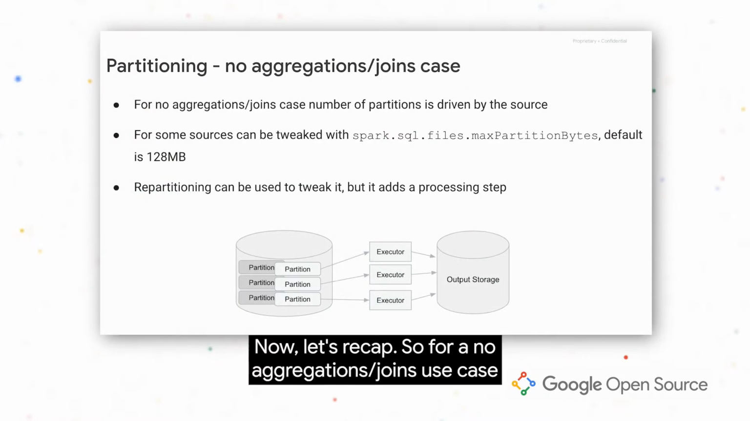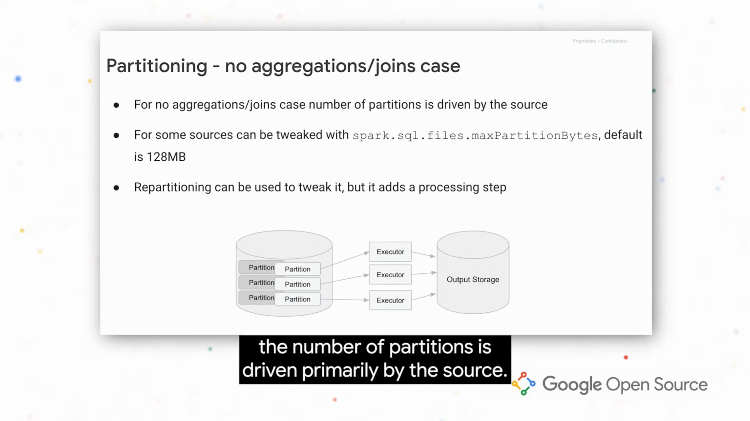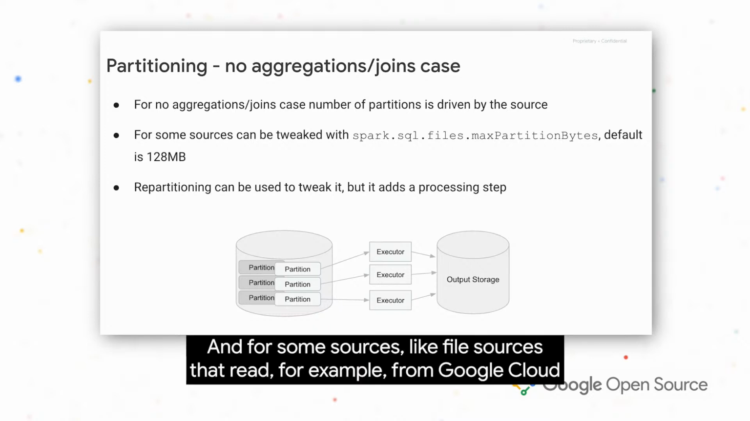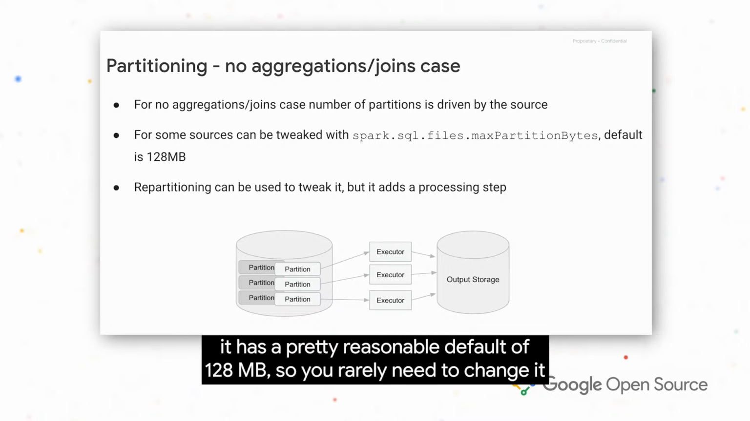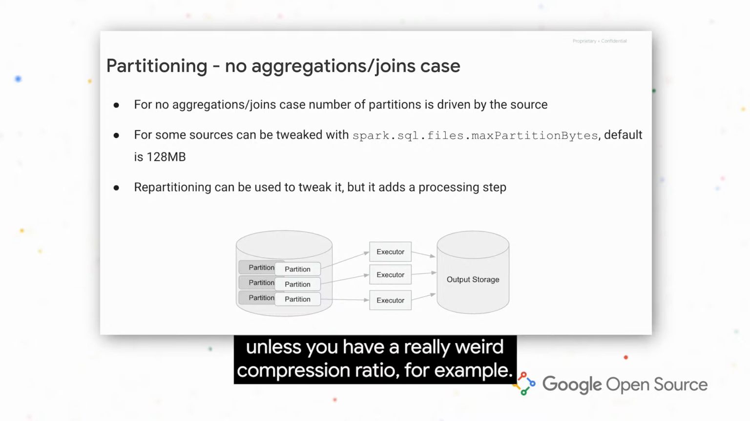Now let's recap. For the no aggregation, no joins use case, the number of partitions is driven primarily by the source. And for some sources, like file sources that read, for example, from Google Cloud, it can be tweaked with the max partition bytes setting. It has a pretty reasonable default of 128 megs, so you rarely need to change it unless you have a really weird compression ratio, for example.